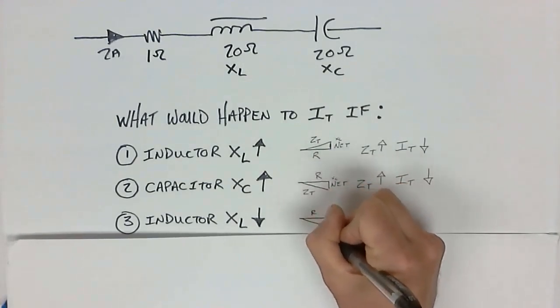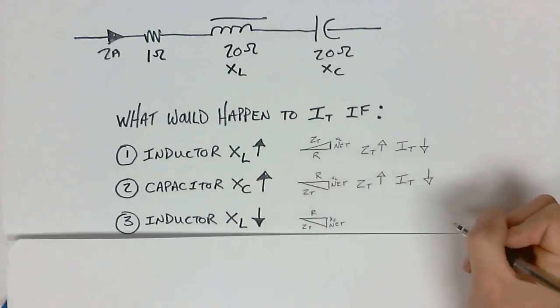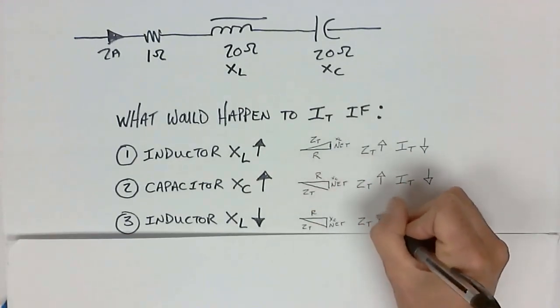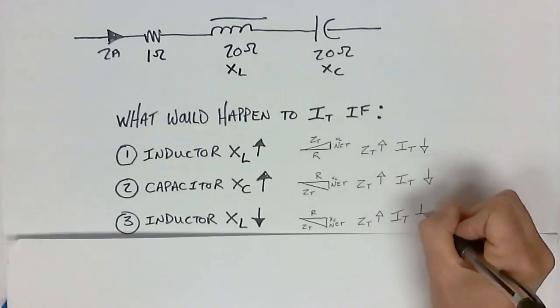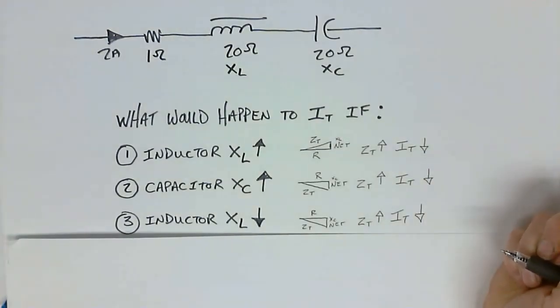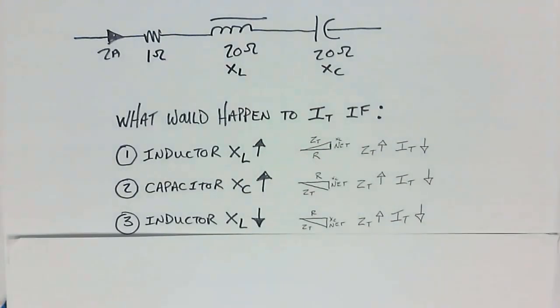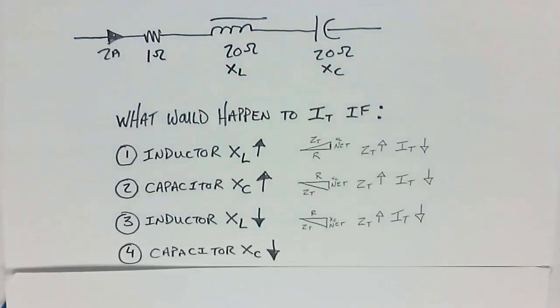Resistance would remain the same. What happens to the Z total? Z total would increase. Oh, this is getting repetitive. What would happen to the current then? It would have to get lower. Okay, well, you tricked me 3 times. Let's try the 4th. This has got to be different.